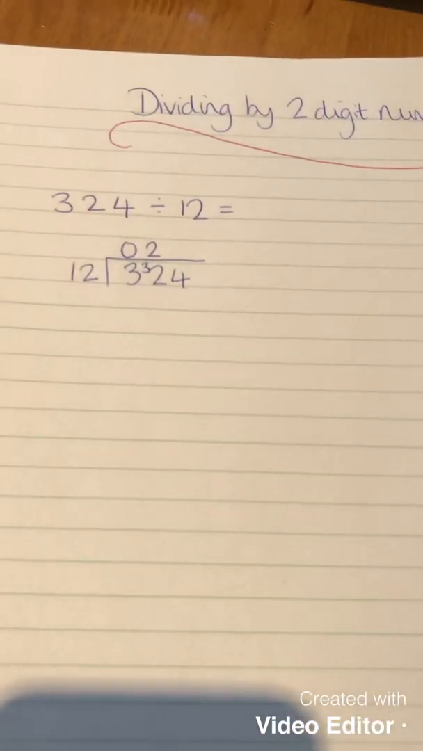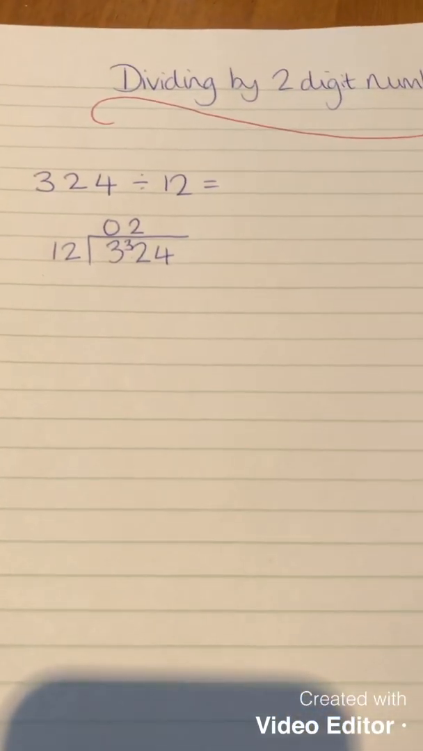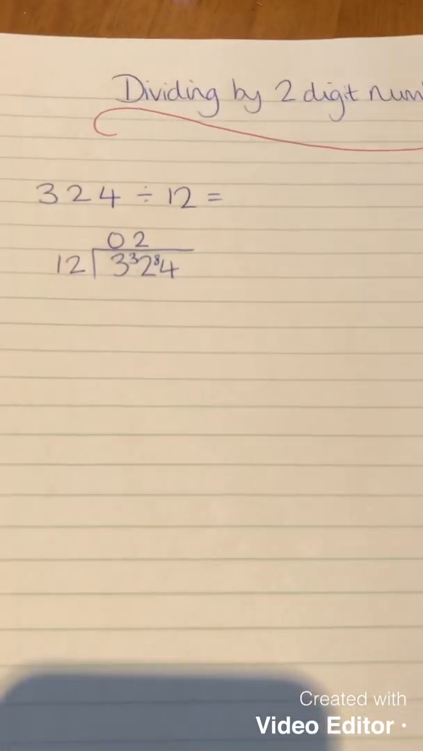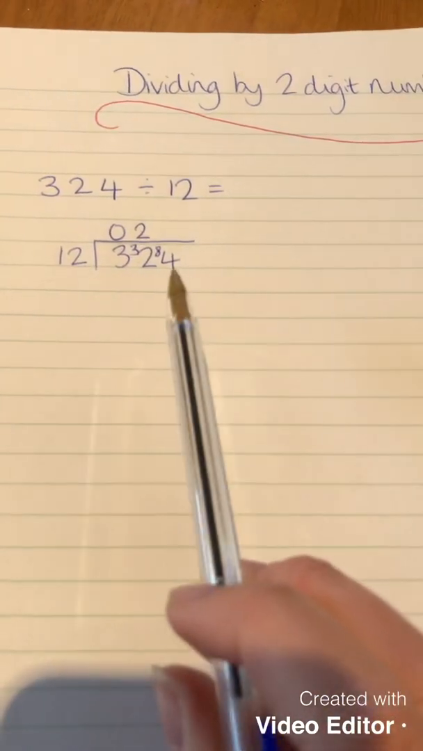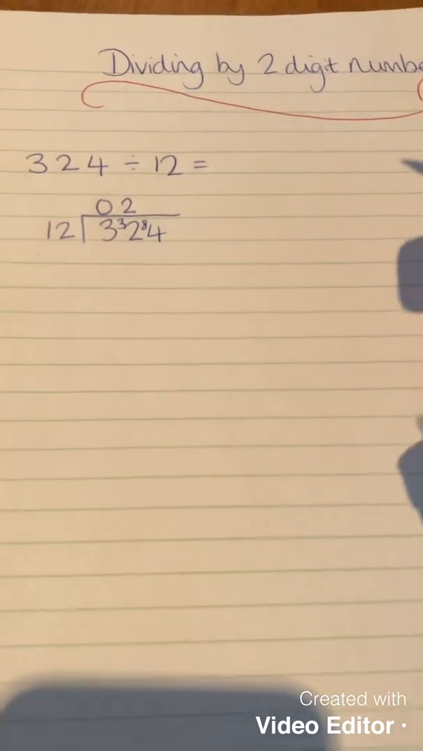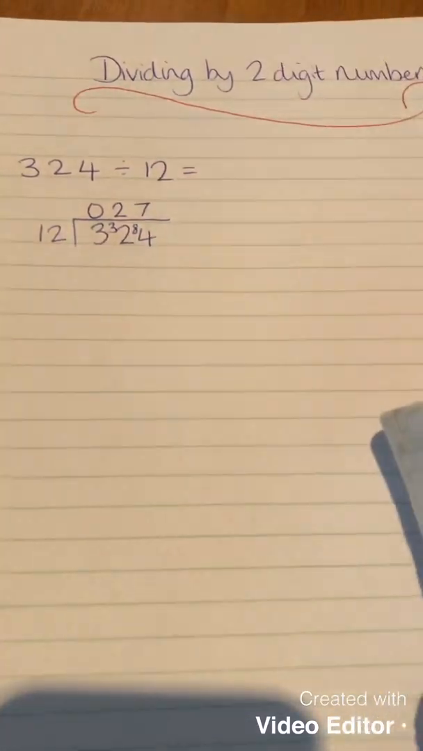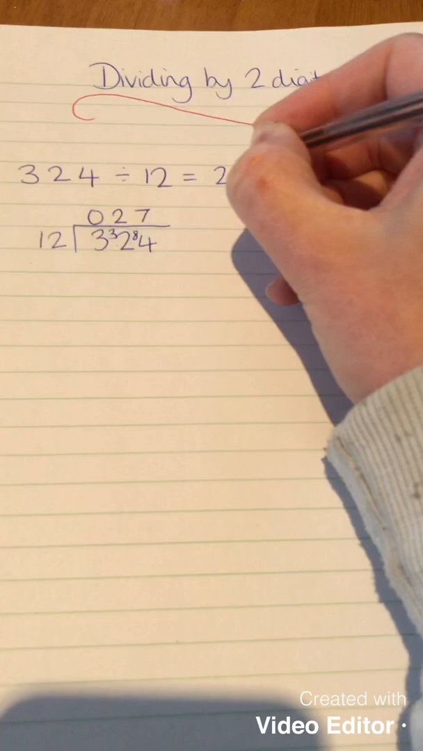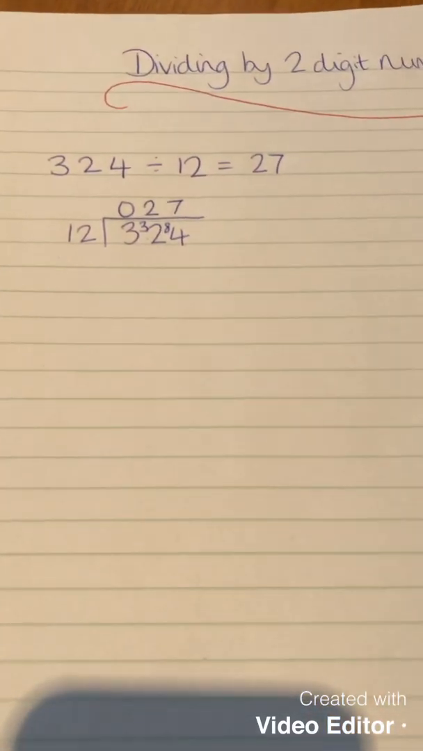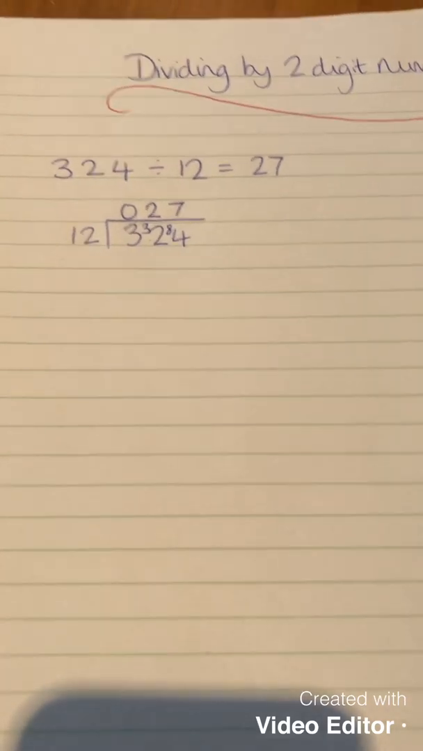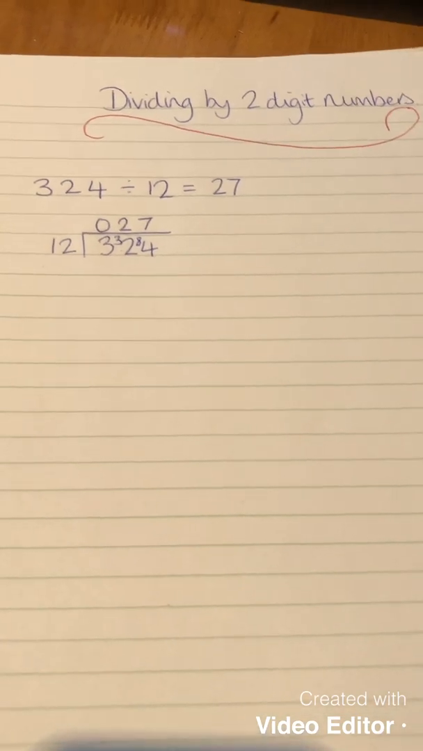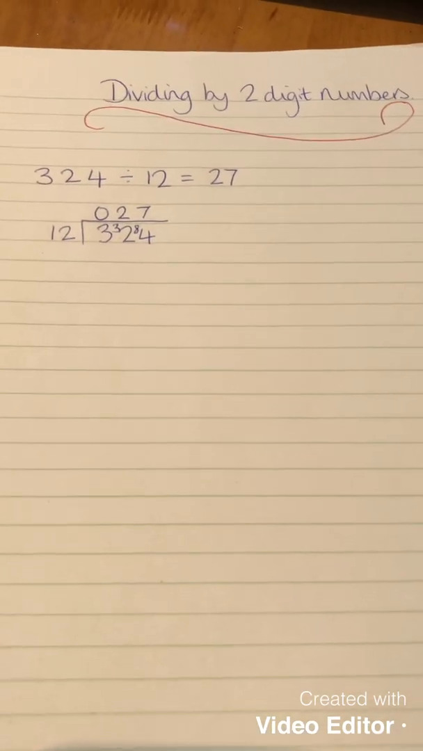I know 2 lots of 12 was 24, so to get from 24 to 32, I've got 8 left over. And then I'm going to think how many 12s go into 84, and I know that that is using my 7 times tables. 7 times 12 is 84, so my answer would be 27. So I haven't needed to use anything more complicated than the bus stop method for that division, because it was still within my times tables knowledge. Okay, so that's really important to use that to help you to start with.